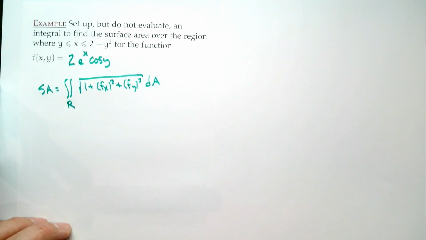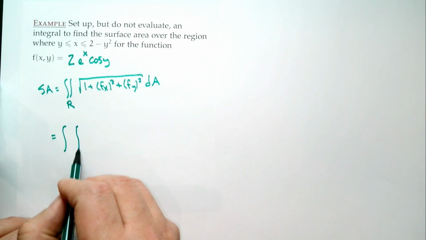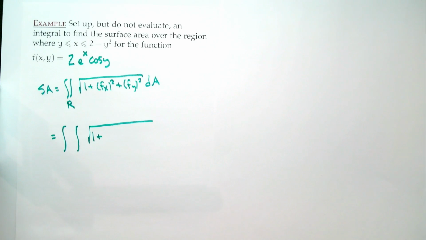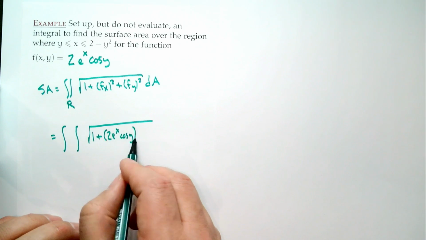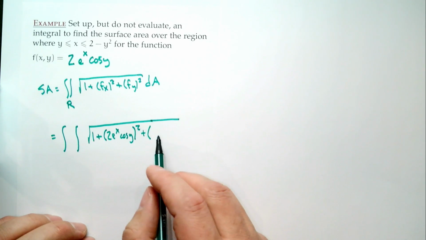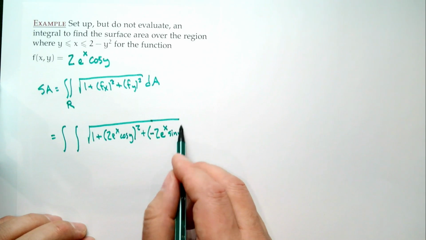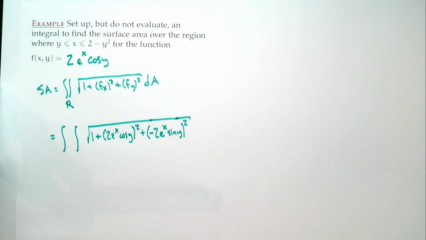All right. So in our case, well, what will we have? The integral. Then I'm going to have the square root of 1 plus, what do I get when I take the derivative with respect to x? 2e to the x cosine y, squared, plus, what do I get when I take the derivative with respect to y? Negative 2e to the x sine of y, squared. All right, are we done? Yeah, we got to get our bounds.